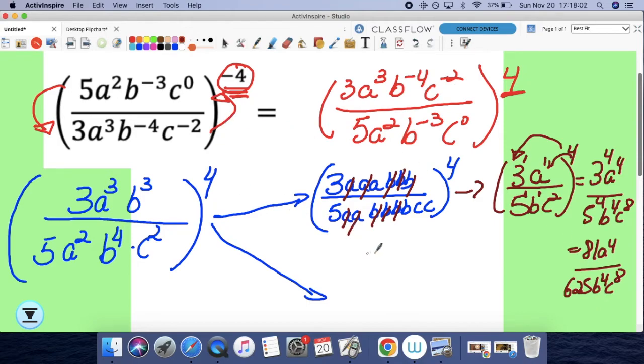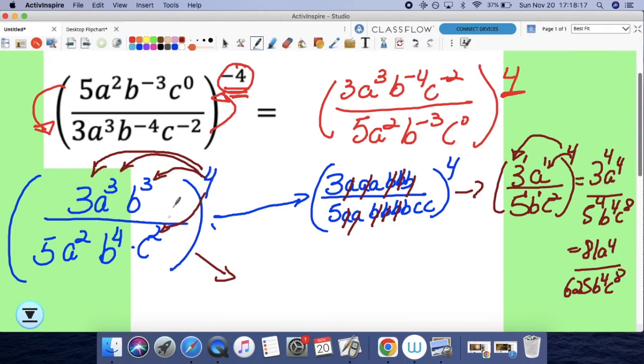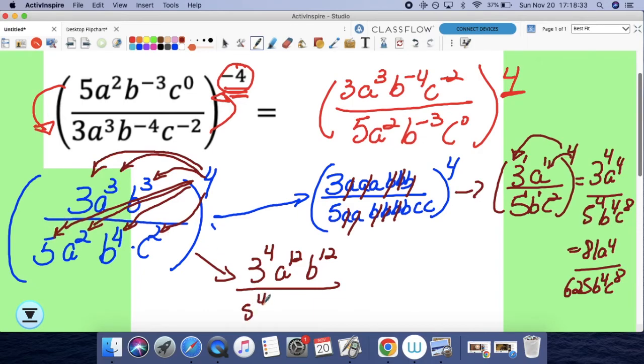Now, if you didn't simplify, okay, what happens if you didn't simplify right away? Well, if you didn't simplify right away, you're eventually going to have to simplify. So let's see what we get. So let's say you decide, I'm going to expand it. So I'll multiply that 4 times every exponent in here. So you get 3 to the fourth, a to the 12, b to the 12 over, and then the 5, there's a little 1 here, 5 to the 4th, a to the 8th, b to the 16th, and don't forget the c to the 8th.